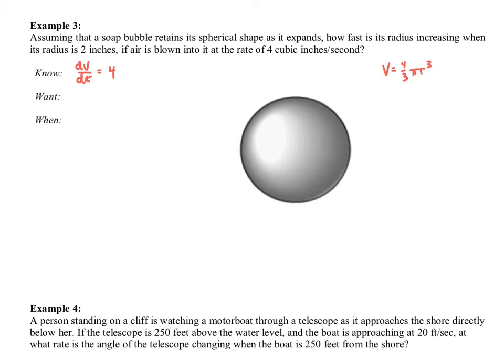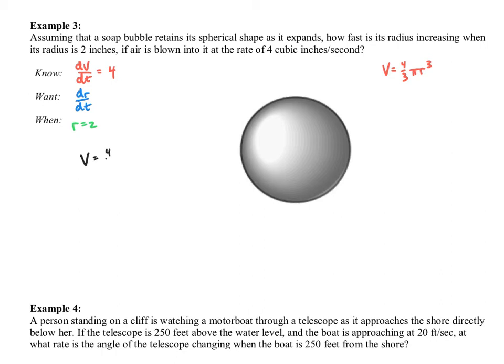What do we want to know? What rate are we looking at? The problem says that we want to look at how fast the radius is increasing. So we're going to look at dr/dt, so the rate the radius changes based on time. And then when that's going to occur is when r is equal to 2.